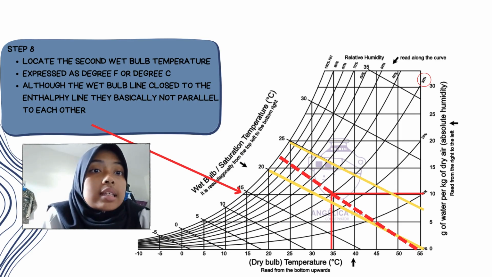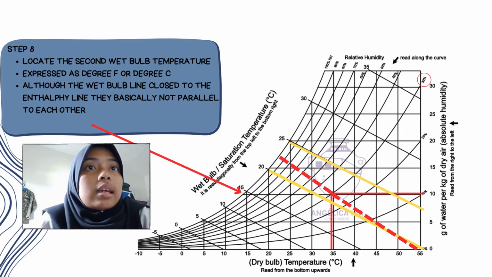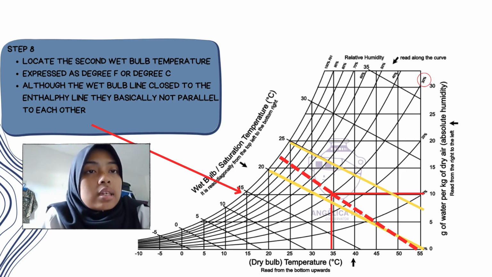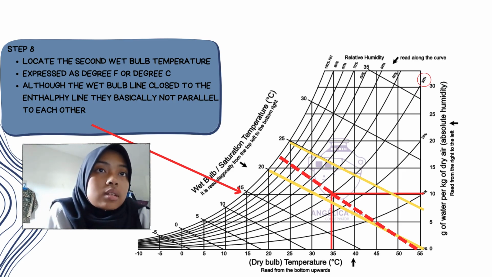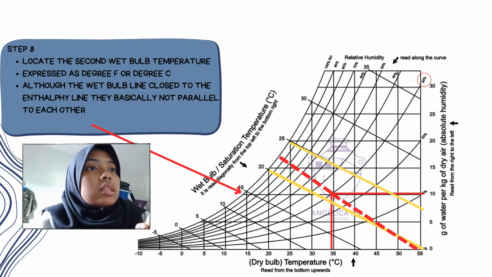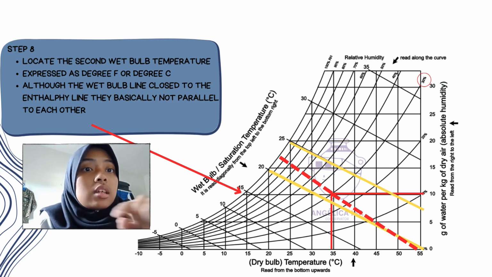For the last step, step 8, we need to locate the wet bulb temperature, expressed in degrees Fahrenheit or degrees Celsius. And lastly, although the wet bulb line is close to the enthalpy line, they are basically not parallel to each other, as you can see here. They are not parallel.